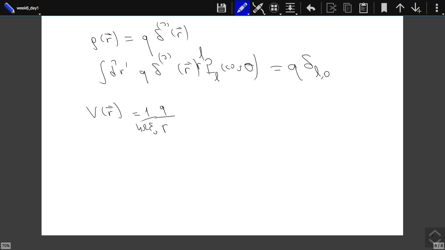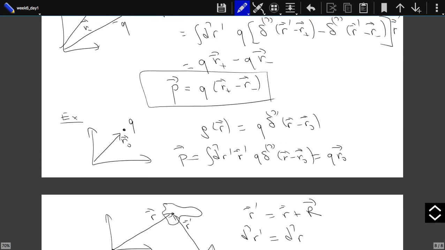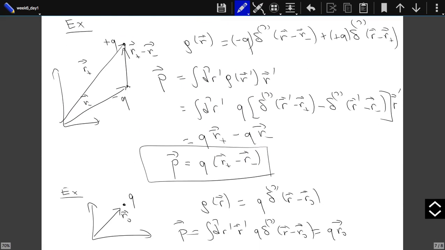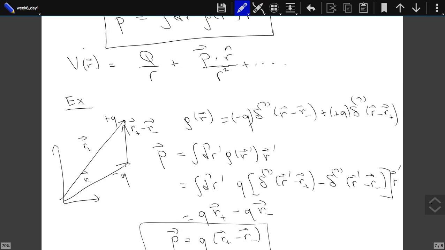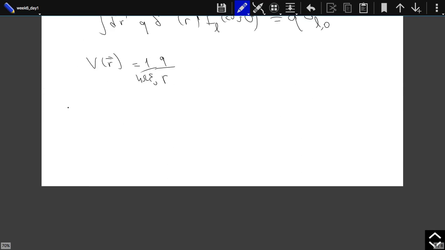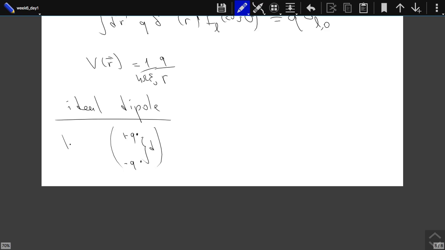Now, we will be dealing with dipoles. Well, this is a simple dipole we have: a plus Q charge and a minus Q charge separated by a distance. And then we will make a definition of an ideal dipole. An ideal dipole is basically this system, and you take the limit as d goes to 0, q goes to infinity, with q times d equal to a constant p.